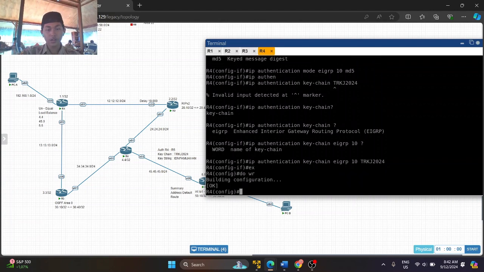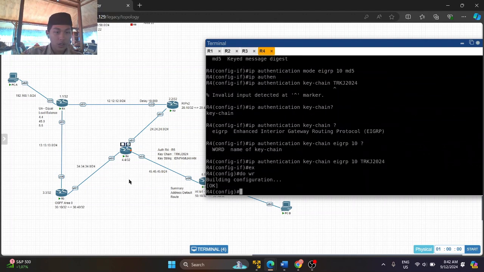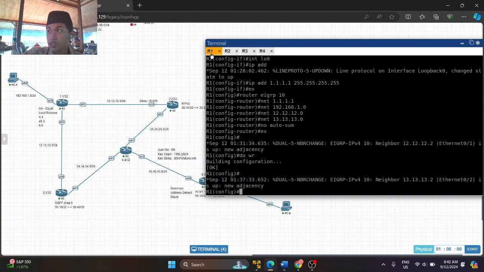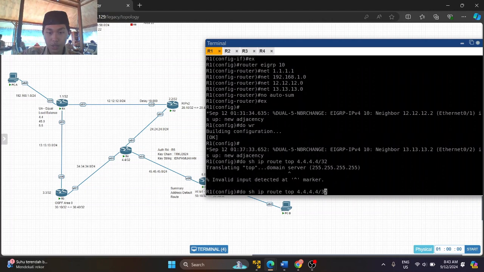Do write. Okay, after we configure router 4, we can configure unequal load balance in router 1. Here, let's show the IP route topology that ranges to 4.4.4.4/32. Oh, sorry, it's supposed to be IP topology.